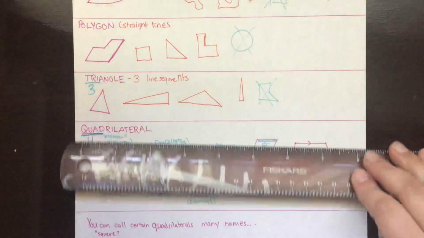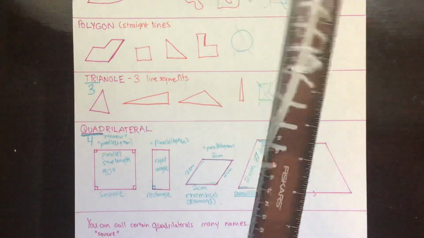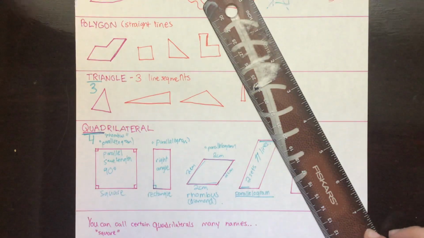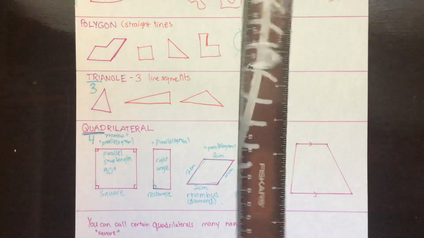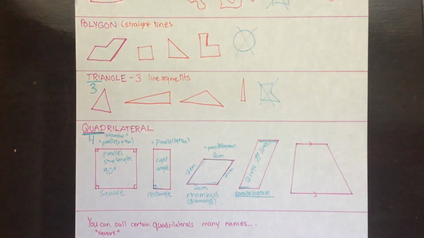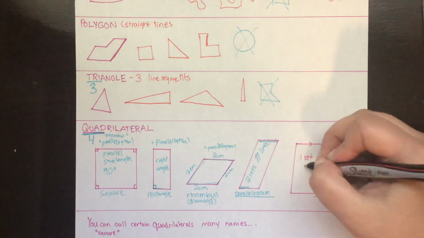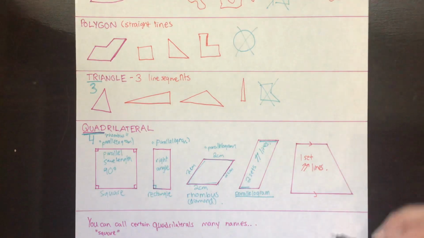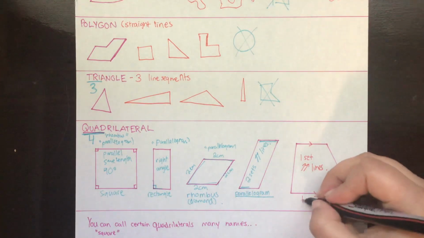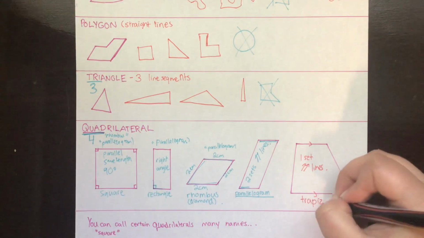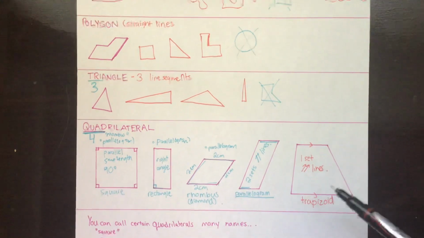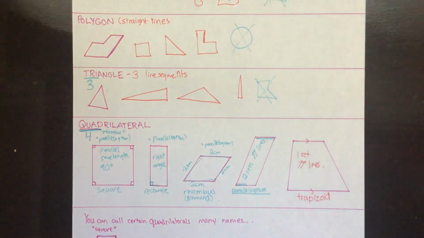If I extended these two lines, they'd be parallel, but if I extended these two, that train track is not going to work. They're going to run into each other. So both sets of lines aren't parallel. We have only one set of parallel lines. And when that's the case, we don't call it a parallelogram. We call it a trapezoid. So this one here is a trapezoid. It's still a quadrilateral, but this time it only has one set of parallel lines. A little bit tricky for you.